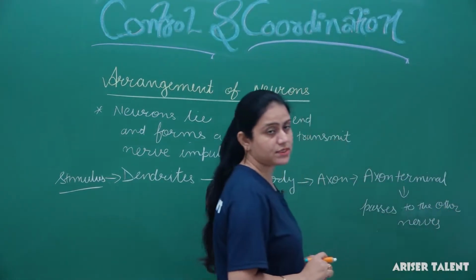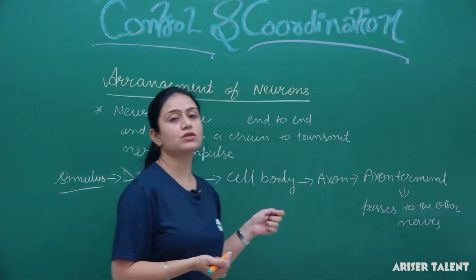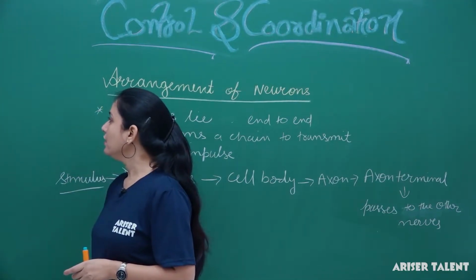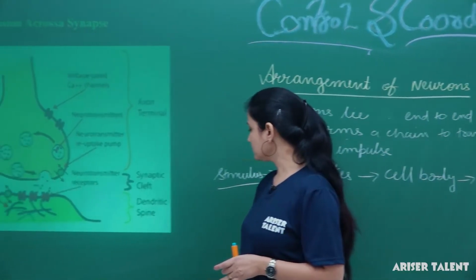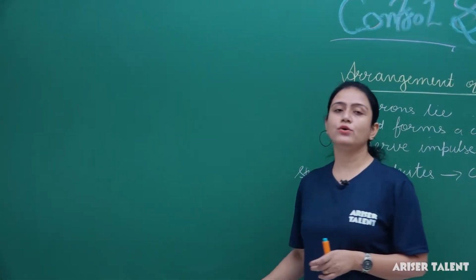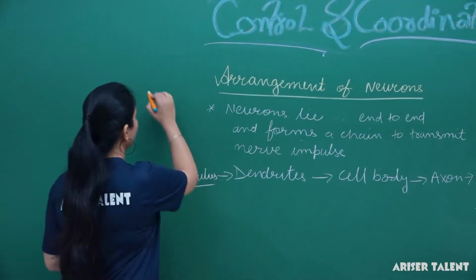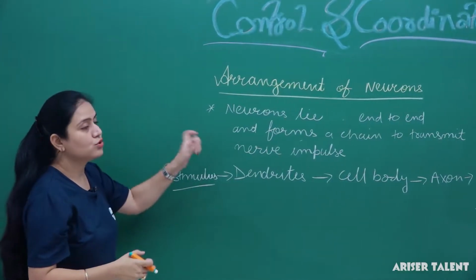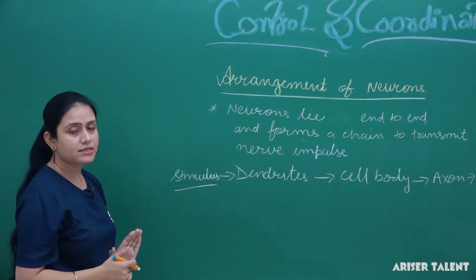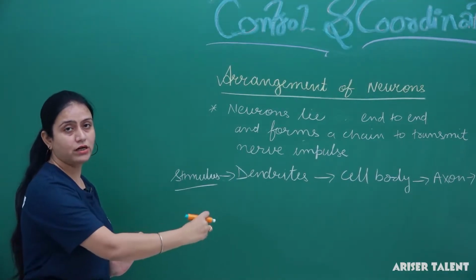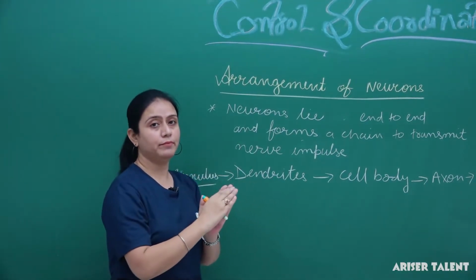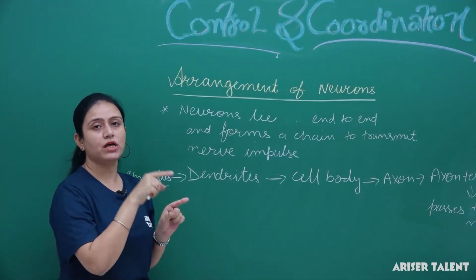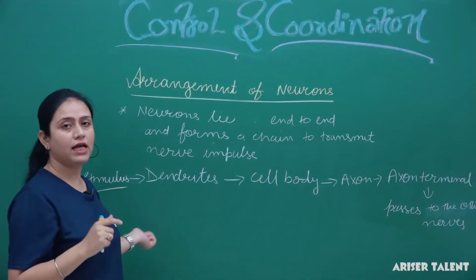Now how does it happen? As I told you in the structure of the neuron, it has dendrites. The dendrite passes the stimuli to the cell body and it ends with the axon terminal. When the impulse is passed to the axon terminal and it comes in contact with the other neuron, it passes the stimuli to the next neuron by the help of its dendrite.